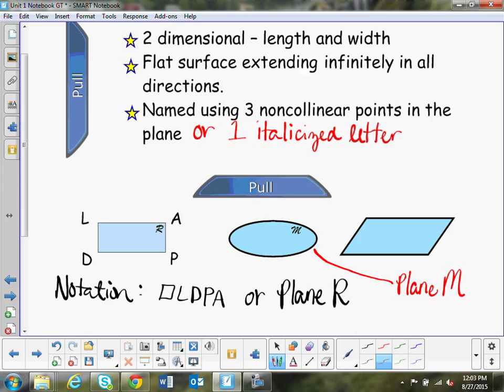So know how to name a point, you know how to name a line, and you know how to name a plane. Those are your 3 basic terms of geometry.